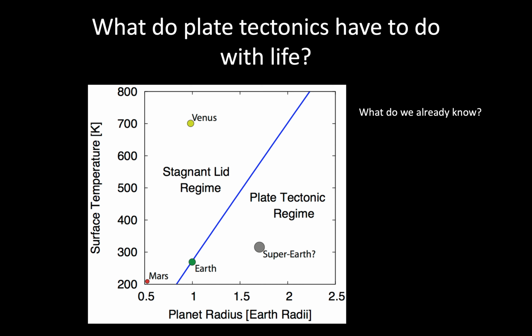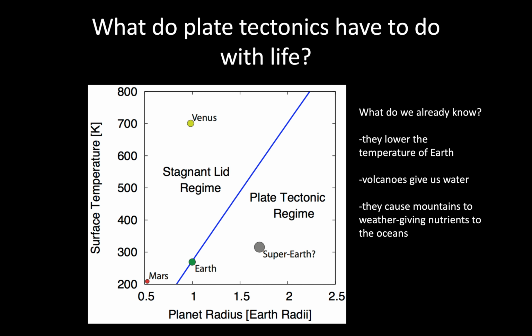So what do plate tectonics have to do with life? We already know a lot. Plate tectonics lower the temperature of Earth. Right? They get rid of some of that heat in the center of Earth. They release that heat onto the surface where it eventually cools down. Volcanoes give us water. They give us atmospheric gases. And plate tectonics give us mountains that weather nutrients. So we get nutrients into the oceans. So plate tectonics are absolutely critical towards life on Earth.